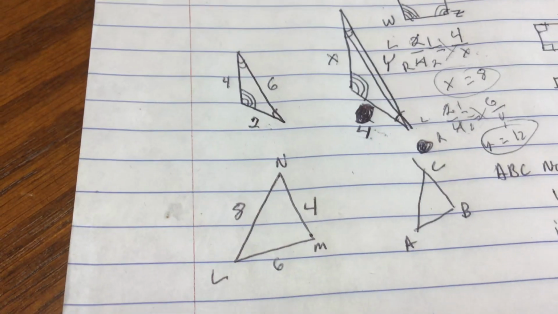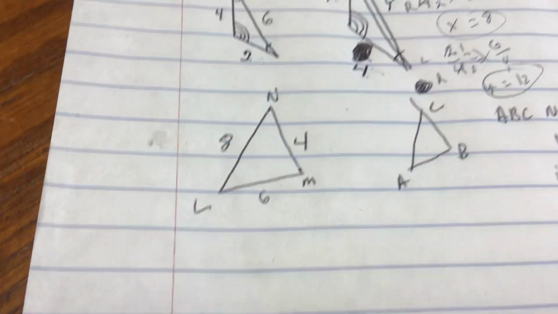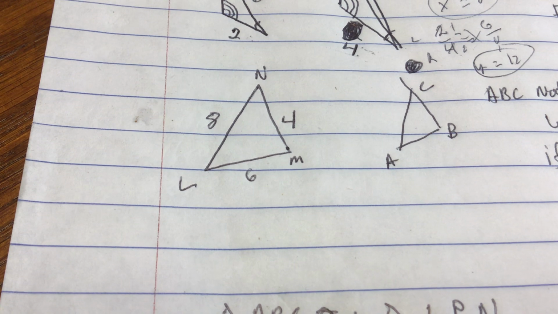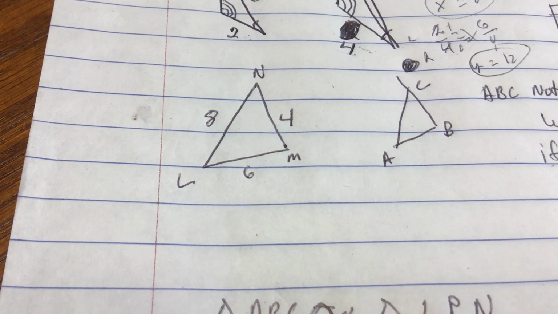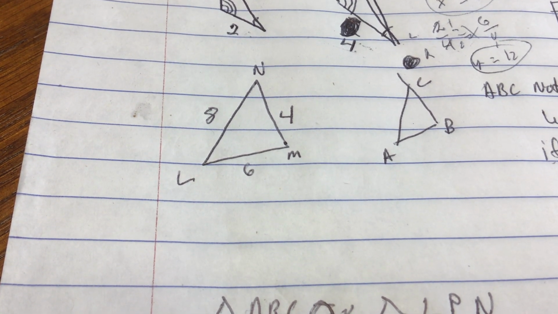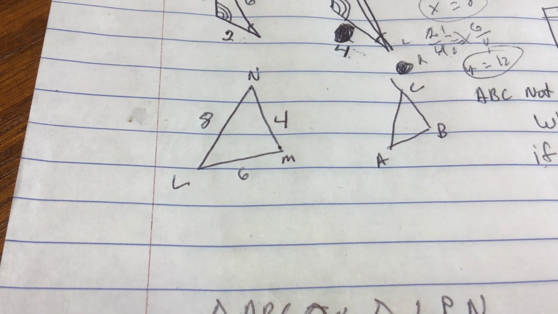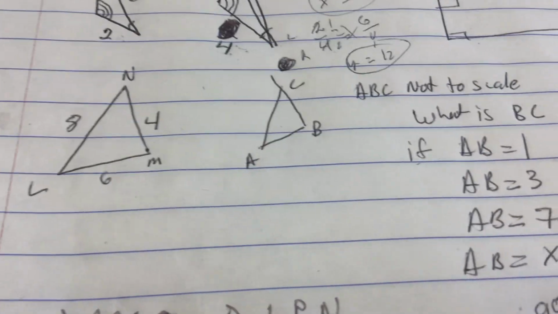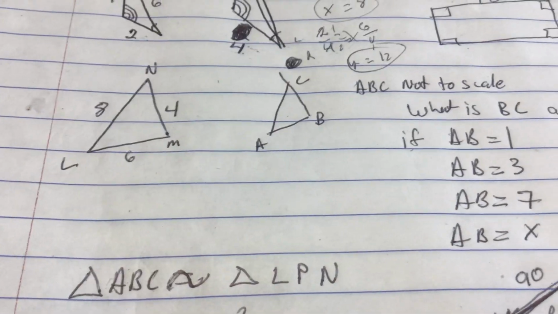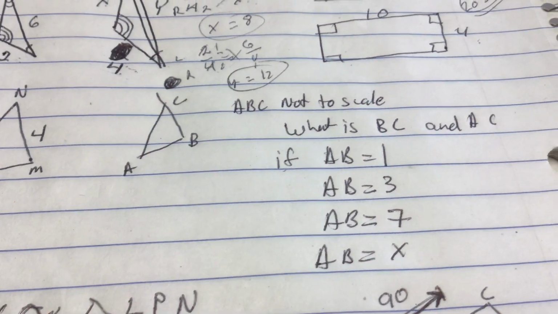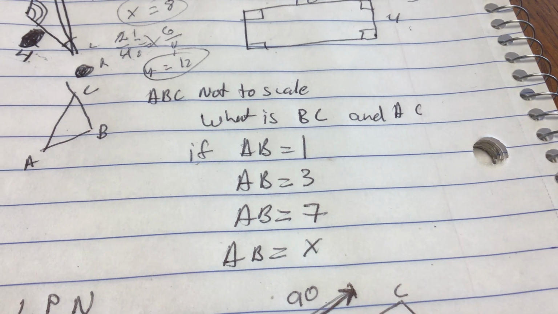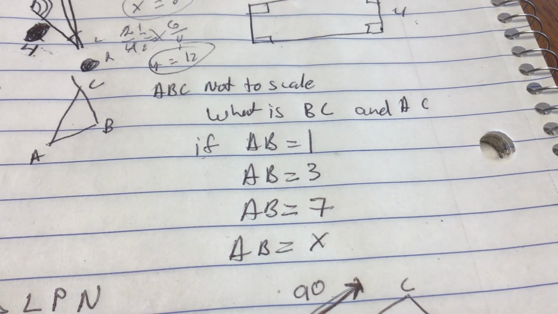Okay, next one. You're going to have two figures like this. You're going to have LNM and you're going to have ACB. LNM, all the sides are going to be filled in, and then ACB, none of the sides are going to be filled in. And you're going to be like, what? Well, it's then going to say, okay, ABC is not to scale. What is BC and AC if the figures are similar, is what it's going to say.